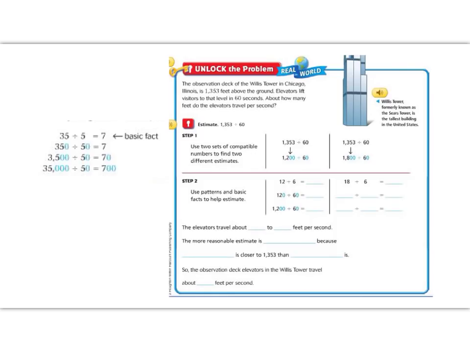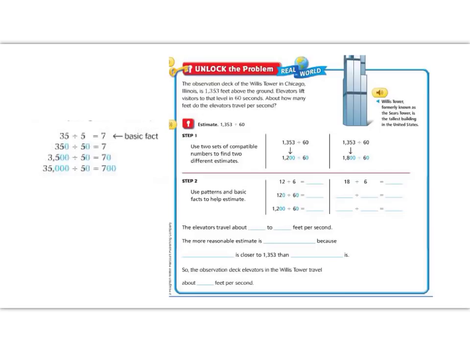Today's lesson is going to be on estimating with two-digit divisors. Remember that when we estimate division, it's a little bit trickier than multiplying because we have to pick compatible numbers. We have to use numbers we know are easily going to divide into the numbers that we choose. So the first thing that we want to look at is the basic fact on the top of the page. If we're going to look at 35 divided by 5, we know that it's easy, it's 7.